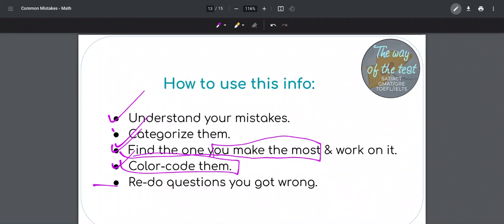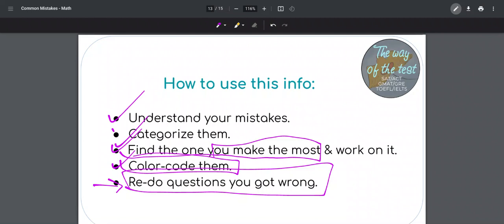And finally, you always want to redo the questions you got wrong until you get them wrong no more. Okay, this is really, really important. That's the most important part of practice. It's not just doing new questions every single time. It's doing every question in the material that you have and then going back for the mistakes and seeing if you already corrected them.